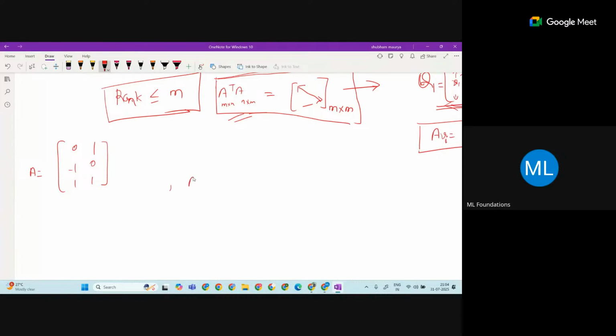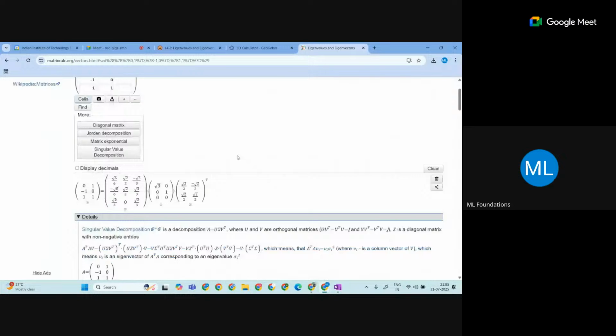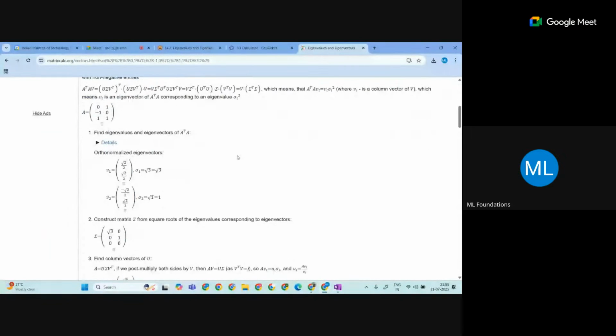So we'll find A transpose first. Here the matrix is 3 rows and 2 columns, so A transpose has order 2 cross 3. Multiplying, A transpose A will have order 3 cross 3... let me see it here and work out the example also.